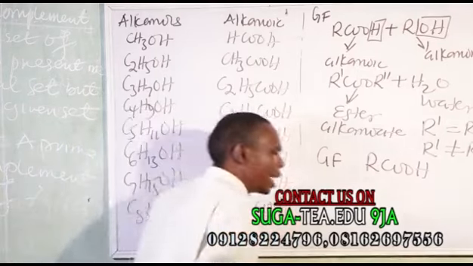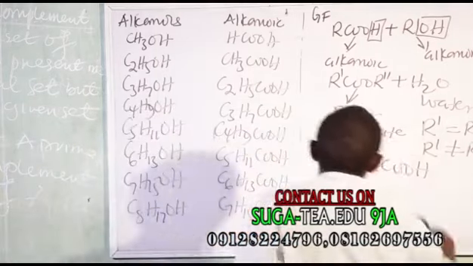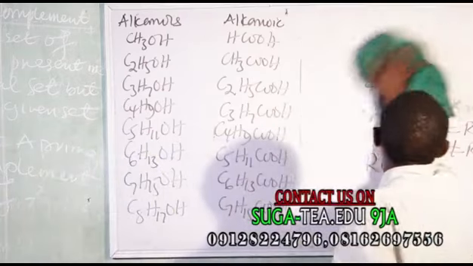Now, how do we get their names? It's always a target in WAEC and JAMB every year.